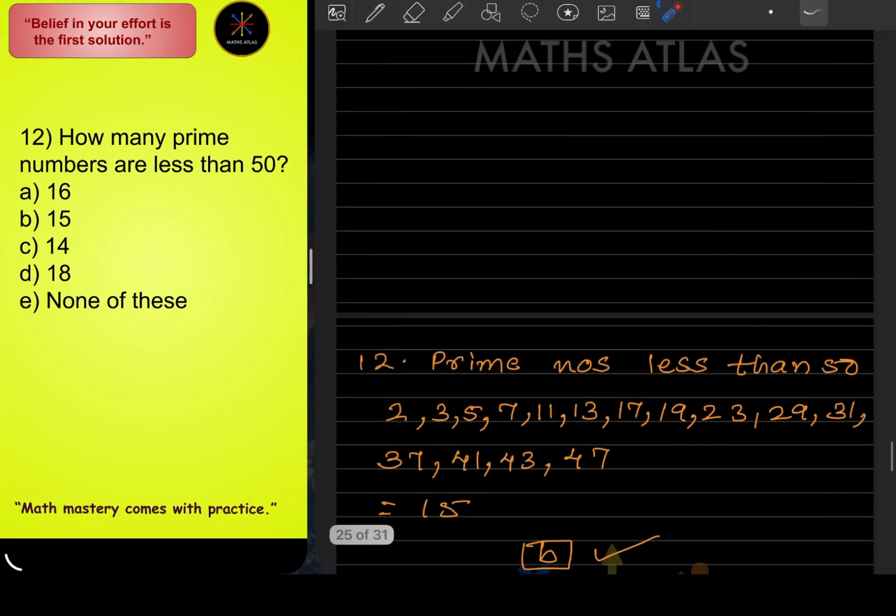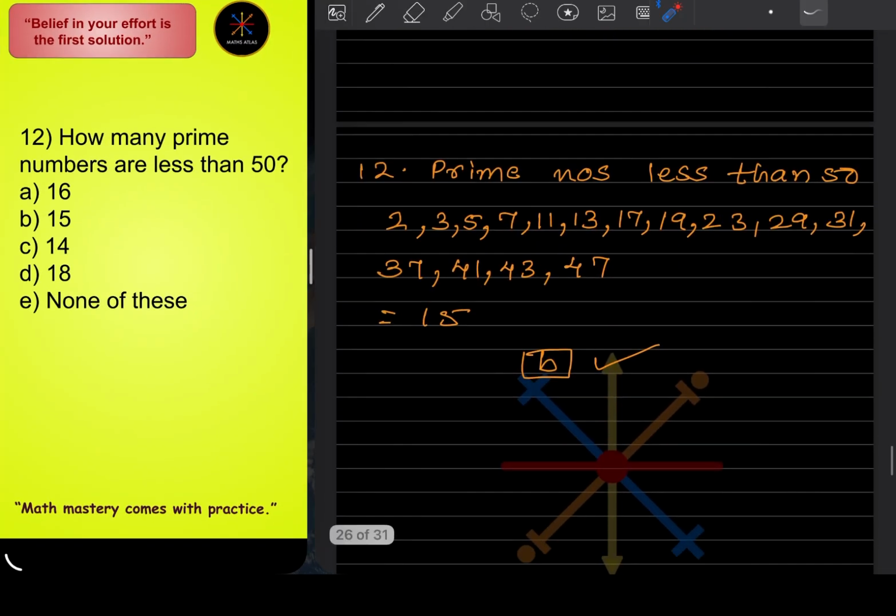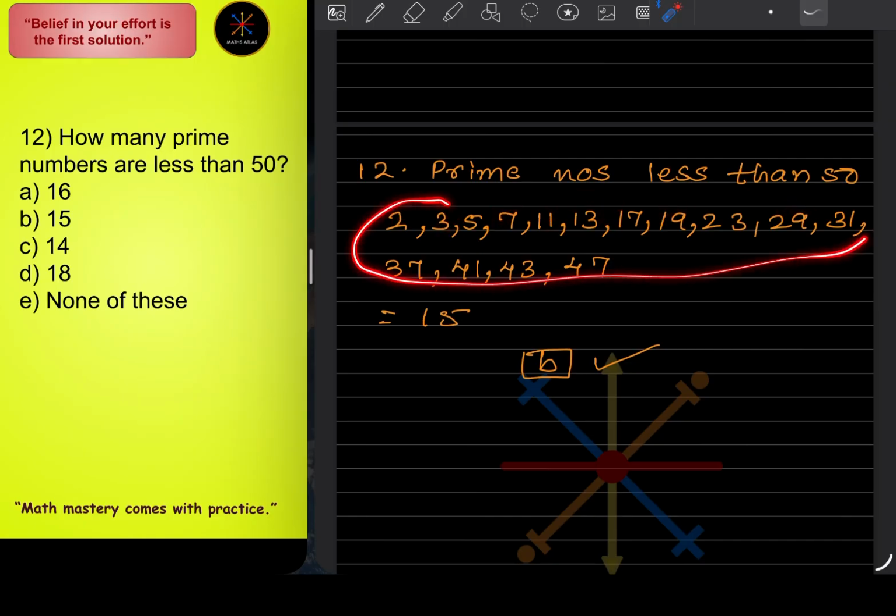So now let us go to the next question. How many prime numbers are less than 50? The prime numbers always start with 2. 2, 3, 5. Prime numbers are those which are not divisible by any number. So it starts always with 2: 2, 3, 5, 7, 11, 13, 17, 19. These are all the prime numbers. Less than 50 means the last number is going to be 47, because 48 is divisible, 49 is divisible. So the last number is going to be 47. So how many numbers? You just count all these numbers. The total is 15. So the option is B.